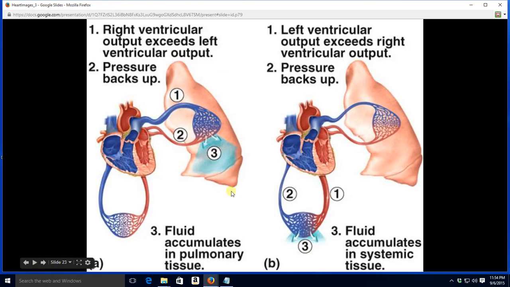The 2 cardiac outputs, left and right ventricle, have to match up. If the right ventricle's cardiac output is more, pressure will build up in the pulmonary circuit, fluid will build up there, and it can kill you. If the left ventricle has a greater cardiac output, fluid accumulates in the systemic tissue, which can eventually kill you too.